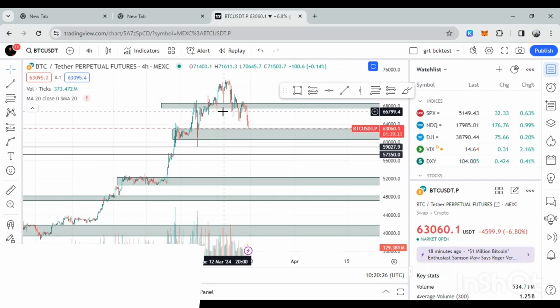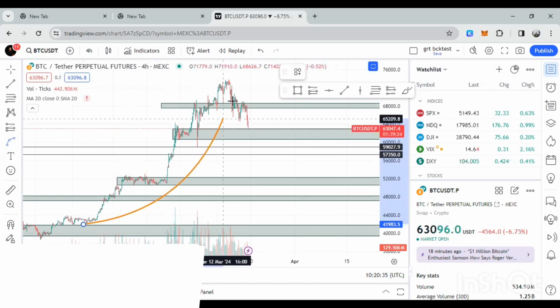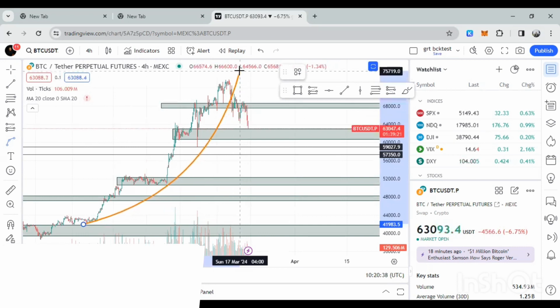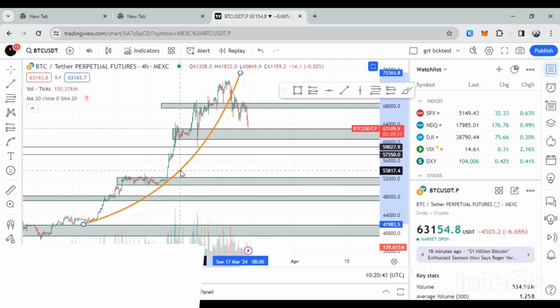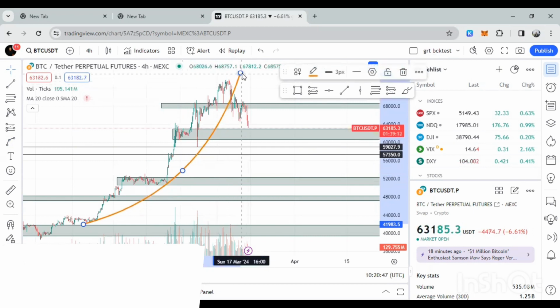Now, if you look at this, the way I tend to ascertain this parabolic is just a very simple curve tool. Now, if I'm to pick my curve tool and draw from here to this point, I just want you to follow through with me.